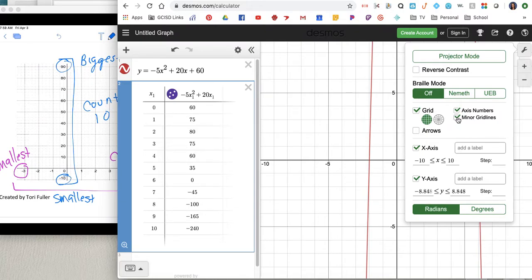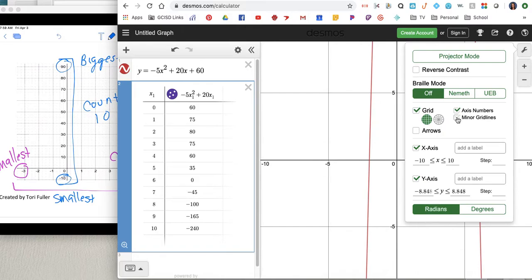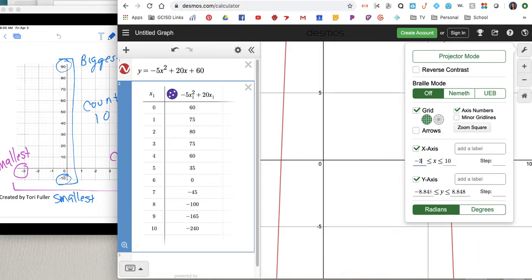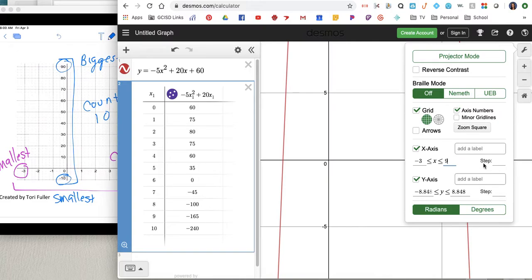First thing you're going to want to do is uncheck the minor grid lines because we don't need like half marks or quarter marks. All we need is the whole numbers, okay? Second thing, it asks me for my x-axis, okay? This first blank is where you put your smallest number, so mine was negative 3. The biggest number over here is a 9, so we're going to backspace it and put a 9.